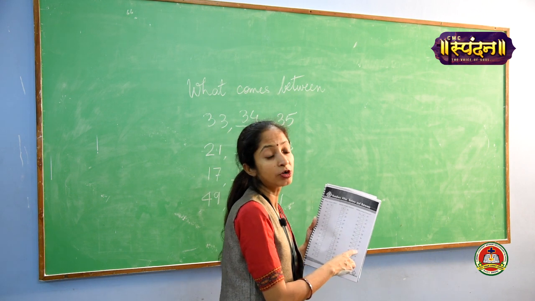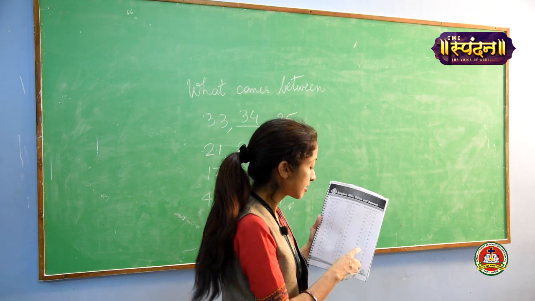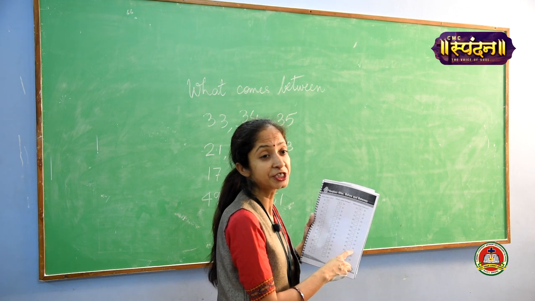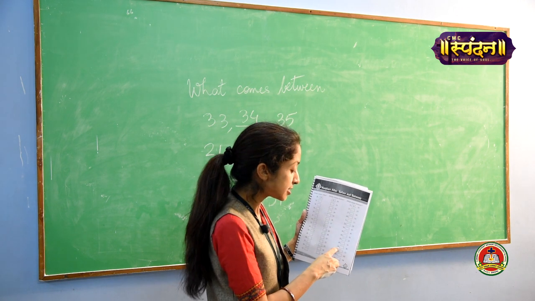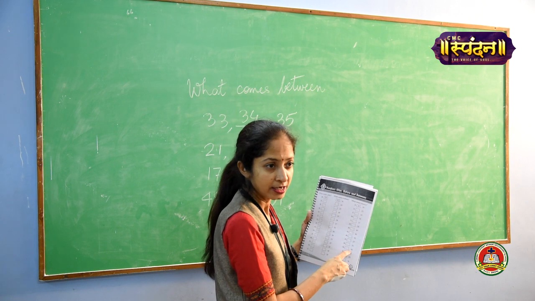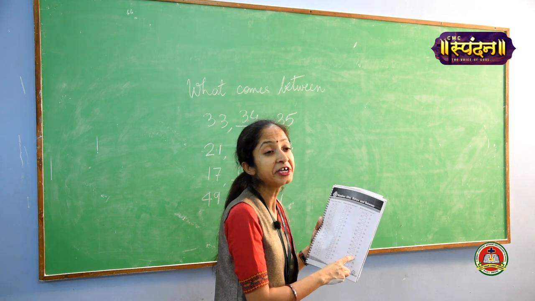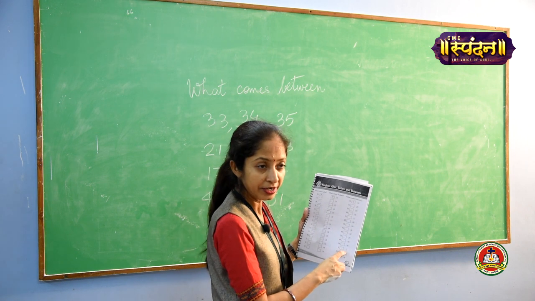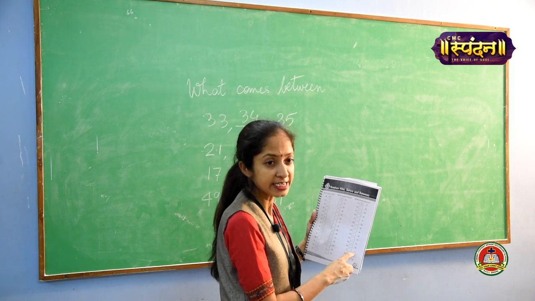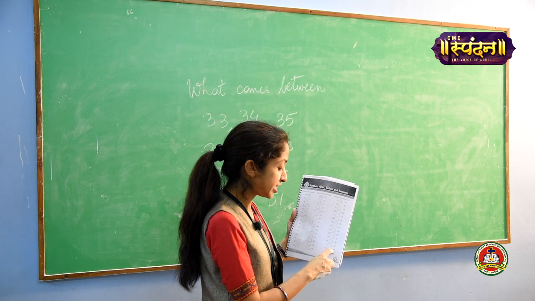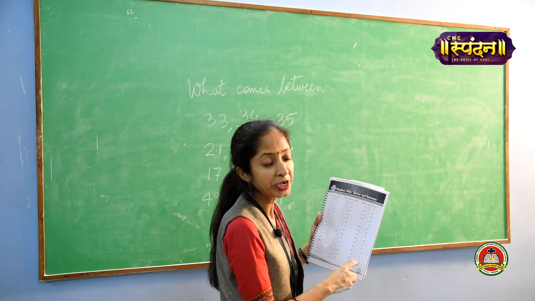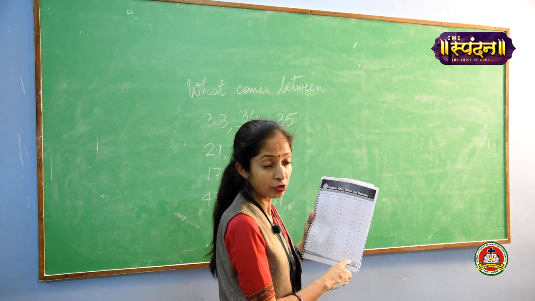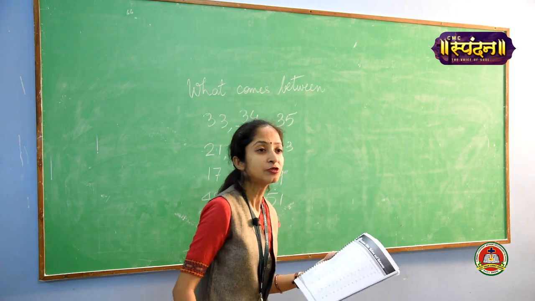25-27 what will come? 26, and 48-50 in between will come 49, and 36-38 what will be in between? 37, and 9-11 after 9 it is 10, and 81-83 next number will be 82, and 92-94 it will be 93.